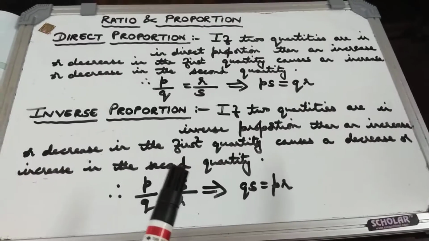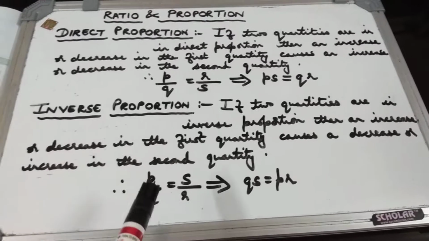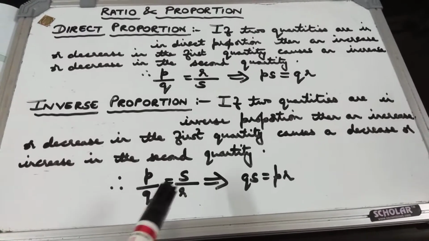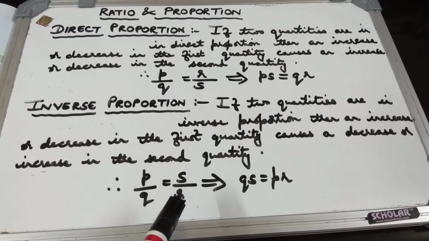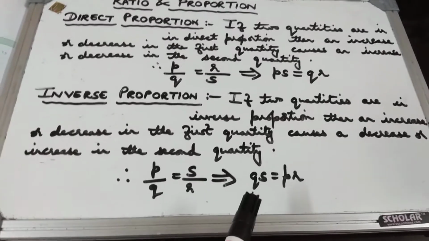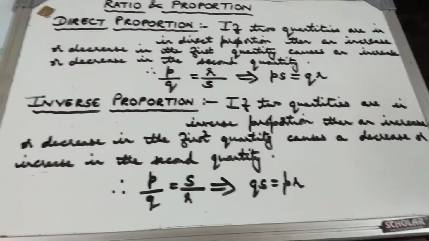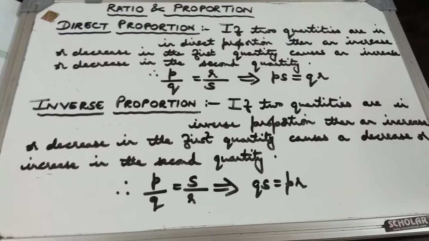Hence, it is said to be inversely proportional, and in that case, we invert the second ratio. So, P upon Q is equal to S upon R, and then simplifying, you get QS is equal to PR, and further you can solve it making use of this equation.